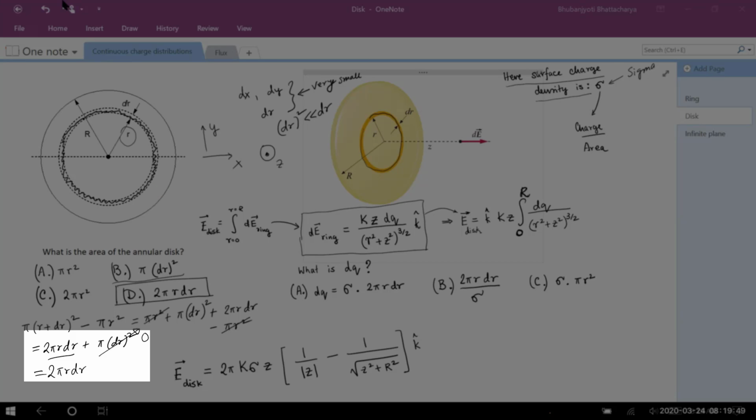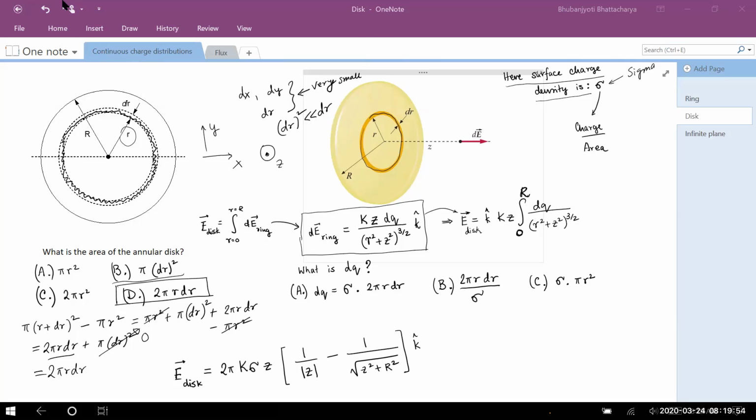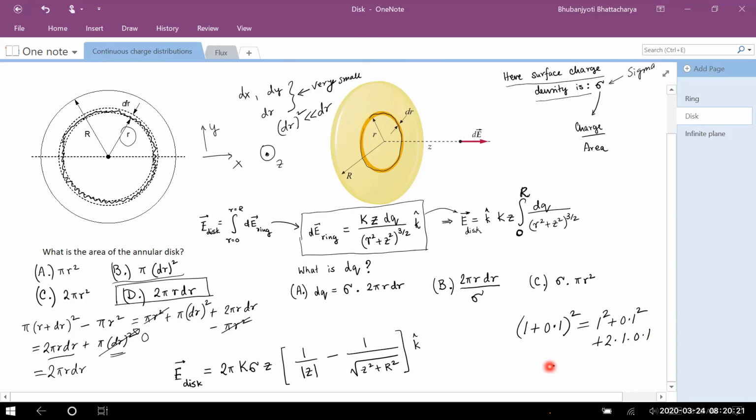If you can neglect dr in the second term, why do you not neglect it in the first one? Very good question. In fact, I'm not neglecting dr in the second term. I'm neglecting dr squared. Let's say I'm doing 1 plus 0.1, and I'm taking a square of this. This is going to be 1 squared plus 0.1 squared plus 2 times 1 times 0.1. 1 squared is just 1. 0.1 squared is 0.01. And the cross term is 2 times 1 times 0.1, that's 0.2.